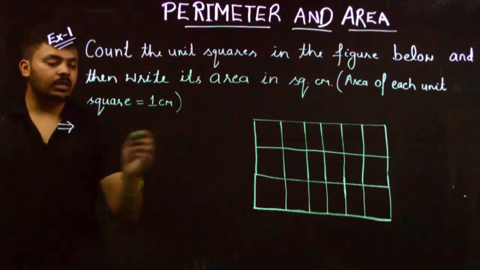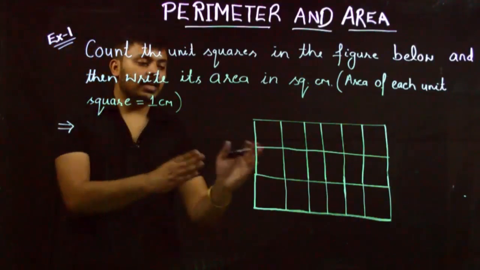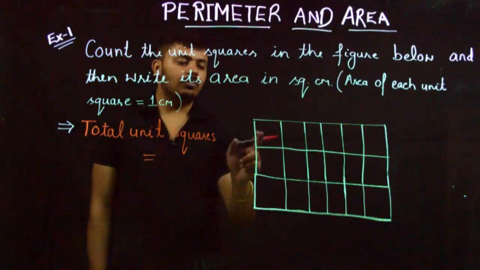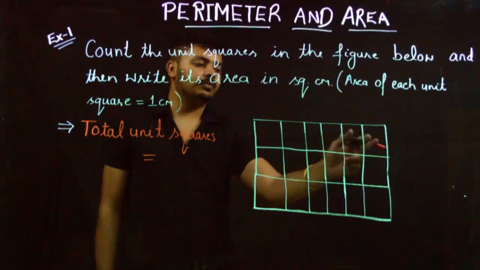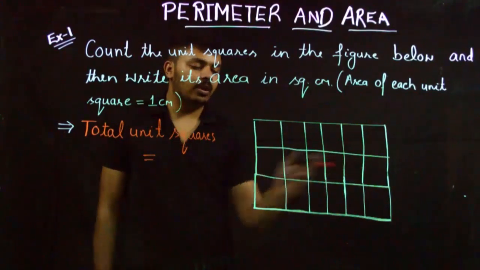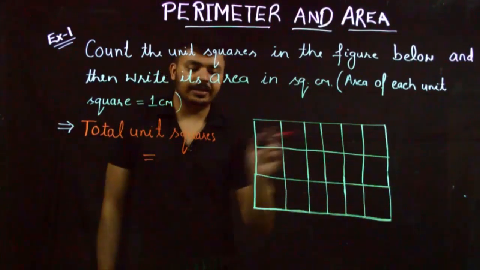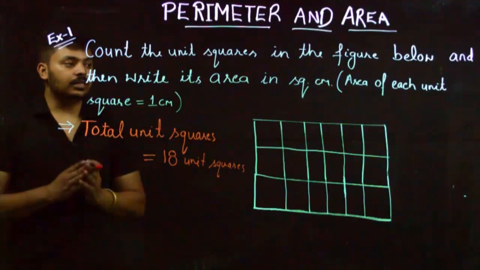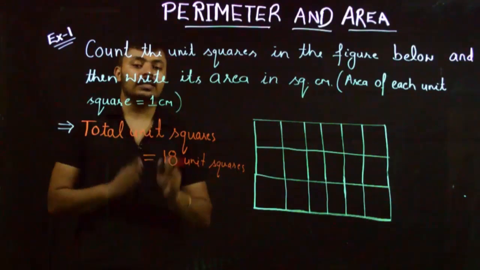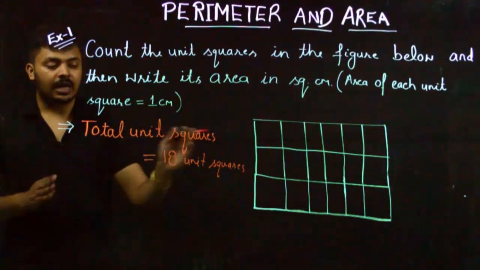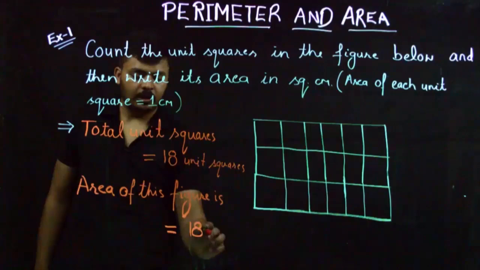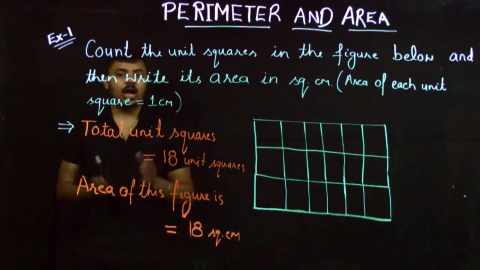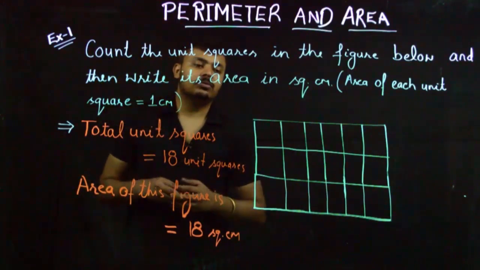So first we need to count each square in the given figure. So total unit squares, if we count, there are 1, 2, 3, 4, 5, 6, 7, 8, 9, 10, 11, 12, 13, 14, 15, 16, 17, 18. So there are total 18 unit squares. And since the area of each unit square is 1 square centimeter, we can say the area of the figure is 18 square centimeters.